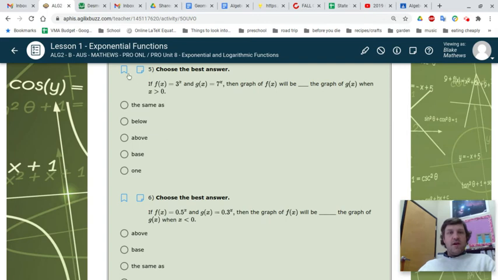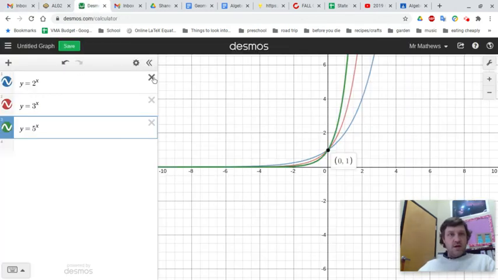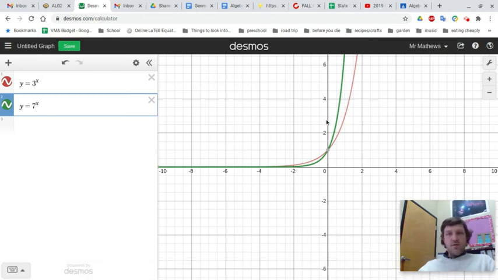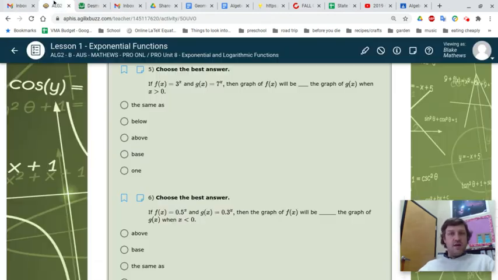But then starting at number 5, it says if f of x is 3 to the x and g of x is 7 to the x, then the graph of f will be blank to the graph of g when x is greater than 0. So let's put those in over here. We already have 3 to the x. Let's change this one to 7. All right, so we have our red and our green lines, and let's see if we can interpret the graph.